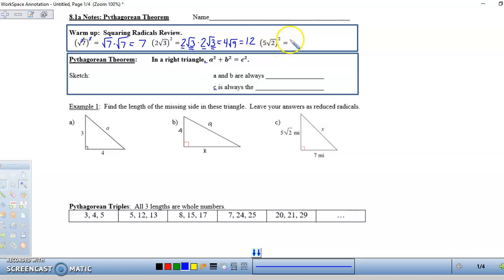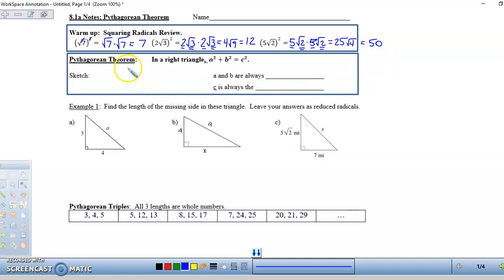Okay, last one here. So 5 root 2 times 5 root 2. So 5 times 5 is 25. Root 2 times root 2 is root 4. 25 times, and then root 4 again is 2. So 25 times 2 is 50.